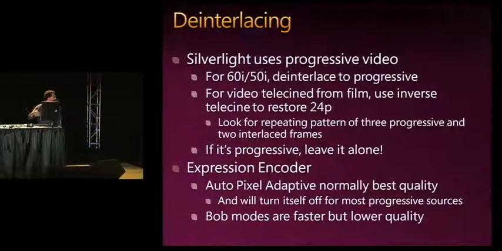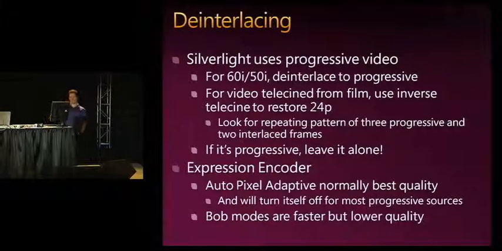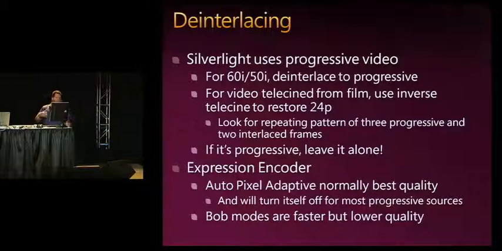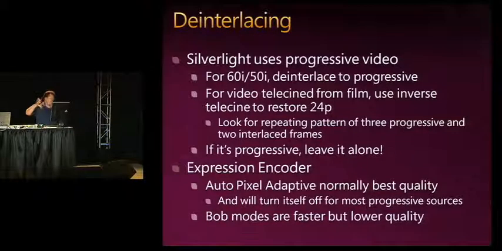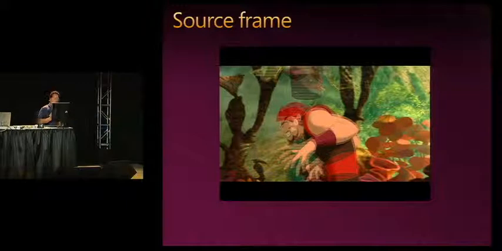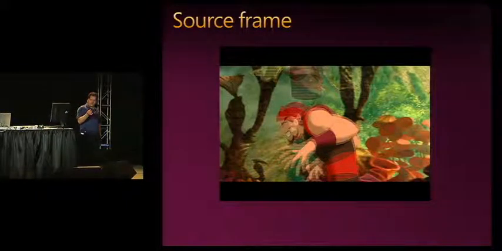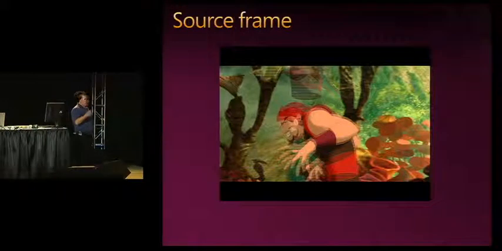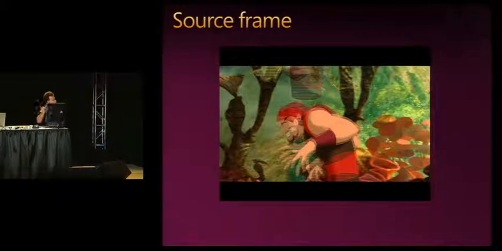Expression Encoder has these nice auto modes. I really like the auto pixel adaptive mode, which figures out whether it needs deinterlacing or not, then applies it. And then the adaptive mode does a really nice job of cleaning it up. The Bob mode is faster, but a little lower quality. Whenever I encode anything at less than the absolute perfect setting, I always wonder, if I did it better, would it look better or not? So I just skip to the slowest, highest quality mode, just so I don't have to do it again a second time.